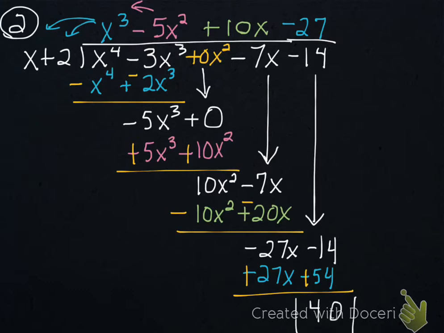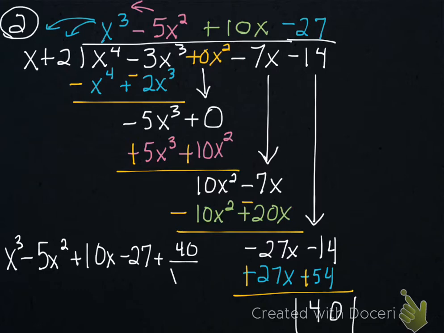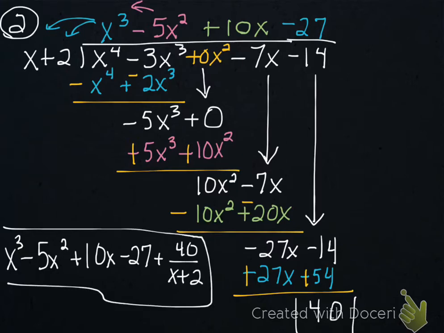40 is my remainder. So my solution, or my quotient, is x cubed minus 5x squared plus 10x minus 27 plus the remainder of 40 divided by x plus 2. Is this one a factor? No, this is not a factor. Because of the remainder, it has to be 0 to be a factor.